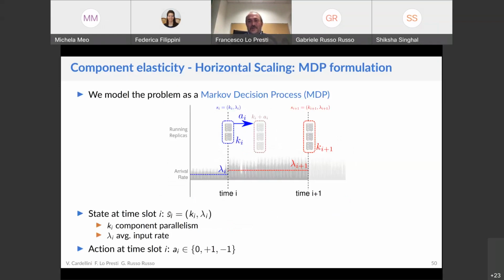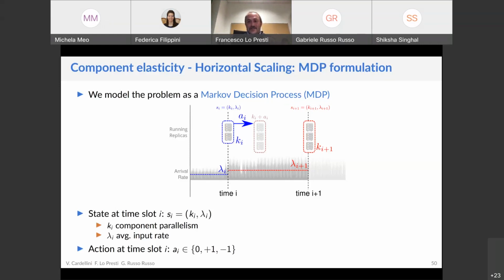In a very simple case, which means a homogeneous system, the system state is given simply by the component parallelism: how many parallel replicas I have running for a given application component. So how many replicas I'm using for a single component, k_i, which runs from 1 to a maximum number. Here, for example, it is 2. The other component of the state is the arrival rate, which is the number of input tuples per second arriving at my system that I need to process.